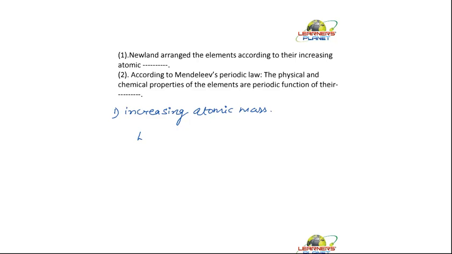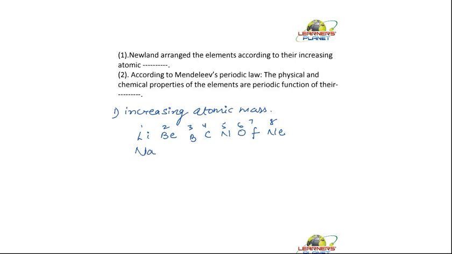Like say if I'm arranging lithium, beryllium, boron, carbon, nitrogen, oxygen, fluorine. How many elements are there? And of course the neon. So now this is 1, 2, 3, 4, 5, 6, 7 and 8. After every eighth element, an element comes which has similar properties to the first one. And these are arranged according to their atomic masses.